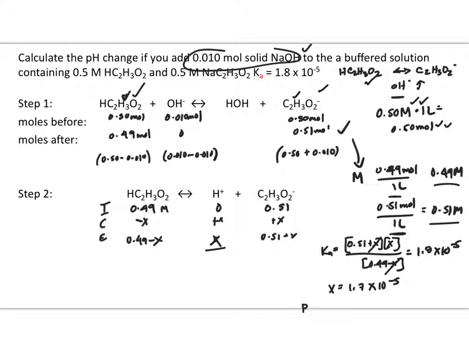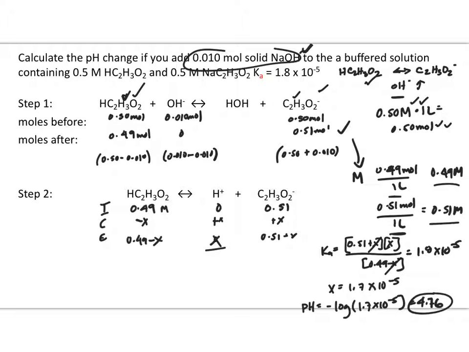So pH is going to equal the negative log of our 1.7 times 10 to the negative fifth. Okay, and that's going to give us 4.76 as our new pH of this particular solution after the hydroxide has been added. Now recall the pH of the previous problem we did, the buffered solution by itself, was 4.74.